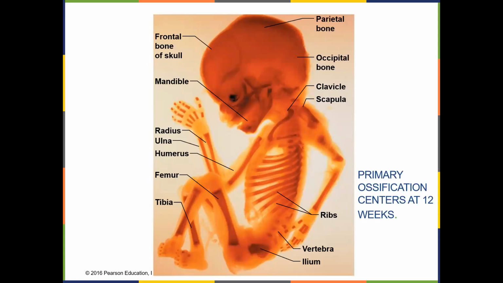And this is what we look like. Here we are at 12 weeks after conception. We're about 3 inches long, if that. Now this looks like there's missing tissue, but it's not, because soft tissue doesn't show up on X-ray. We don't see the soft tissue.